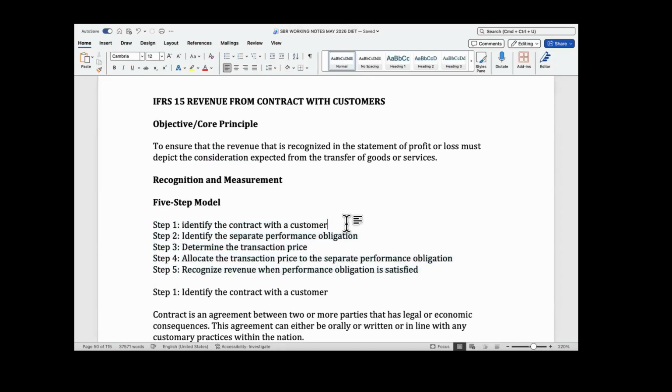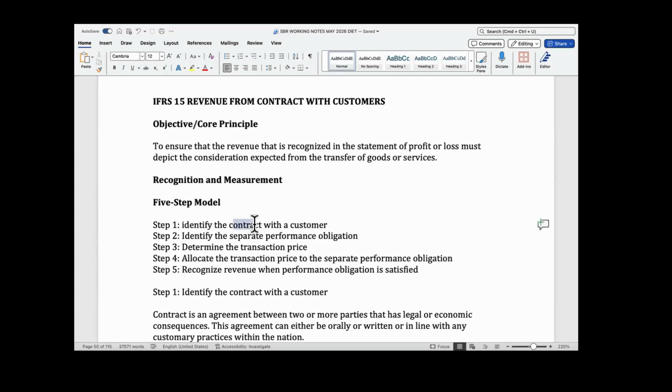Starting with step 1, which talks about identifying the contract with a customer, to step 2, identifying the separate performance obligations, to step 3, determining the transaction price, to step 4, allocating the transaction price to the separate performance obligations, and step 5, recognition of revenue when the performance obligation is satisfied. I taught you steps 1 to 5.